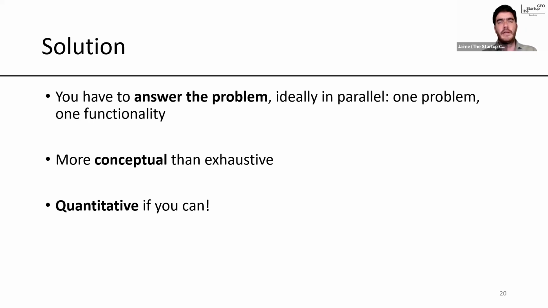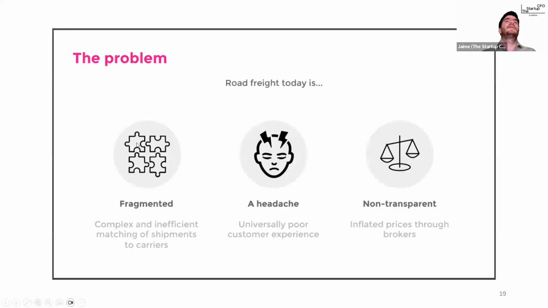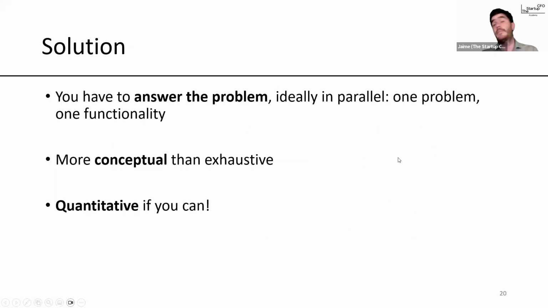So, the road freight transport is fragmented. I'm going to make it unitary. It's a headache. I'm going to make it simple. It's not transparent. I'm going to make it transparent. And with different parts of your product, or the different functionalities that you could keep together, it should be more conceptual than exhaustive.